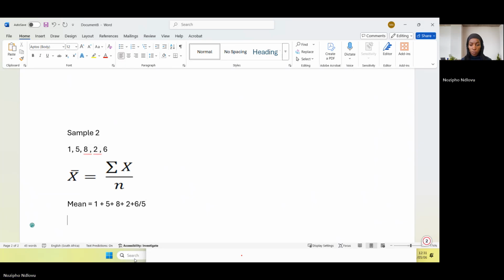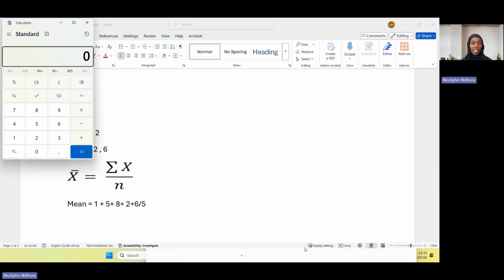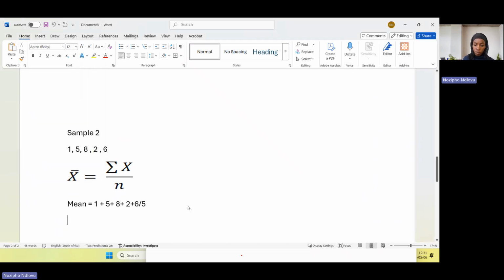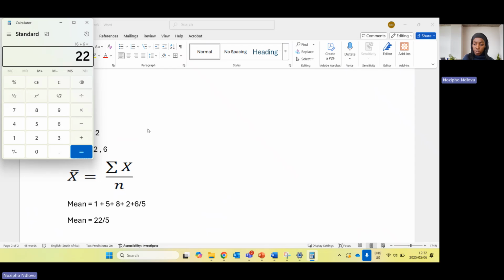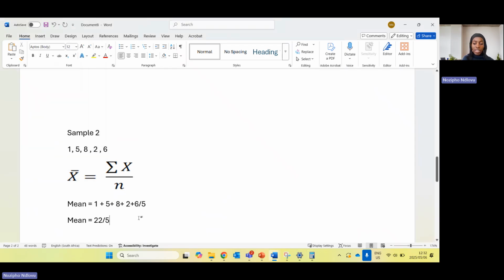Then you work out using your calculator. You say 1 plus 5 plus 8 plus 2 plus 6. You get your answer to be 22. Then you say mean is equal to 22 divided by 5. Then you have your 22. You divide that 22 by 5. Then you get your mean to be 4.4.